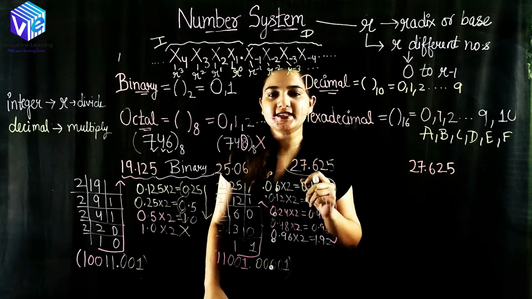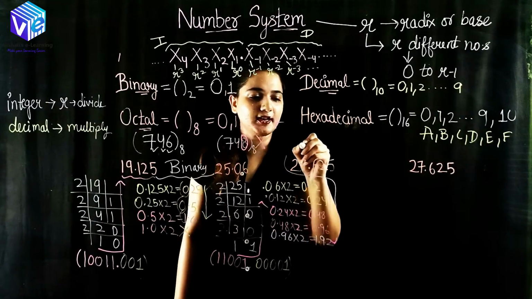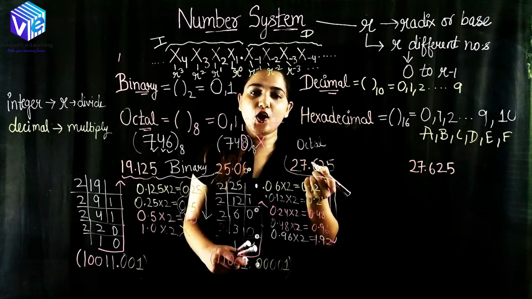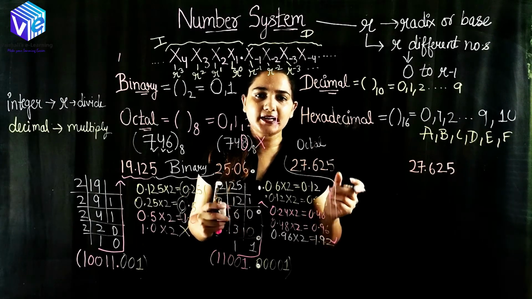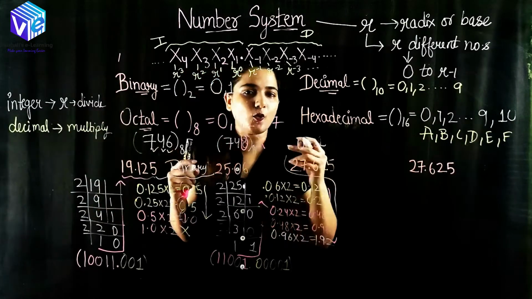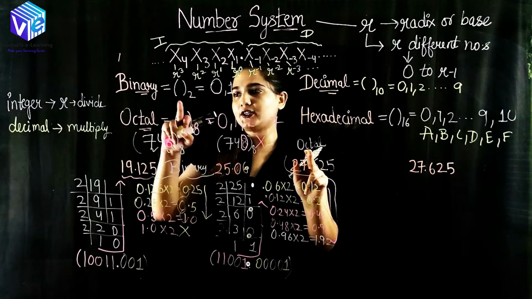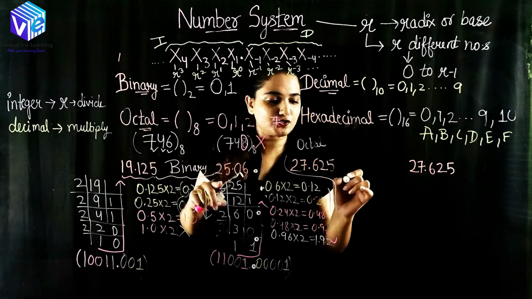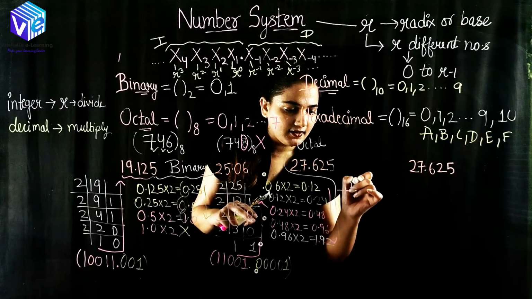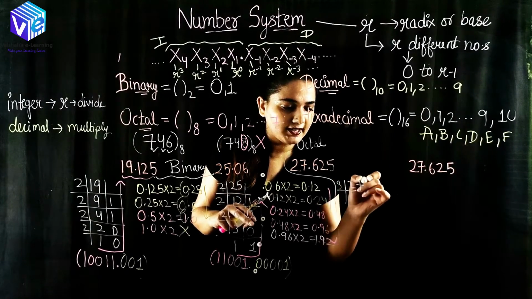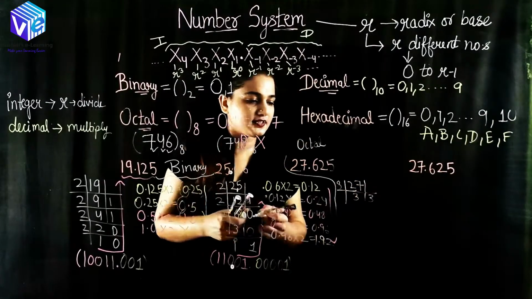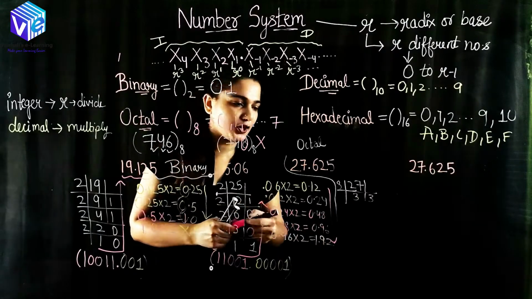So 27.625. So this is my octal number. So I'm representing it here. This is my octal number. I need to convert it into binary. So I will be dividing it by R. So what is R in the octal case? In the octal, R is 8. So I will be dividing the integer part with 8. So 27 is divided by 8. So what I'll be getting? So the quotient is 3 and the remainder is 3. So it is done. I cannot divide it further.